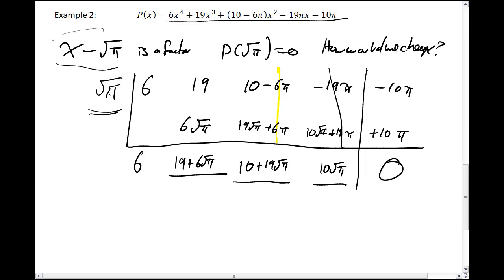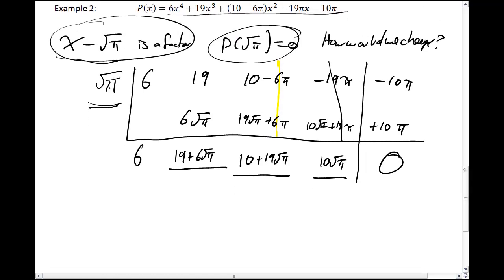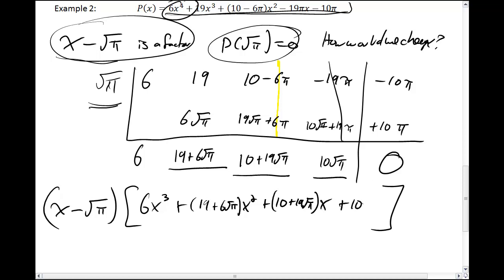So just like you said, since I told you x minus radical pi was a factor, you knew that meant we were going to get a remainder of 0. This was our check. And this means that we've now managed to factor a fourth degree polynomial into a polynomial that has x minus radical pi. This guy's a factor. And then my remaining piece, since I started off with a fourth degree polynomial, should be a third degree polynomial. And it's going to have coefficient 6x cubed plus 19 plus 6 root pi x squared plus 10 plus 19 root pi x. And you know what the last term is. It's plus 10 radical pi.